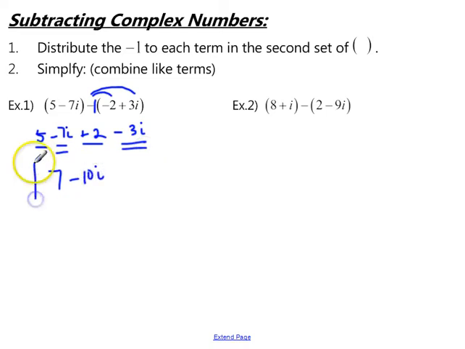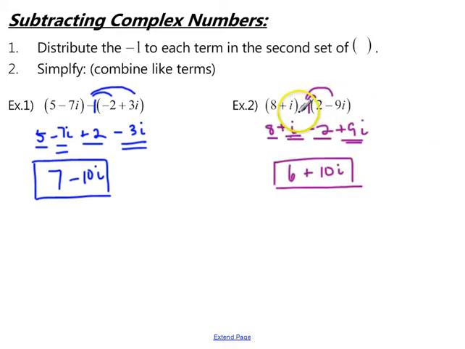So our final answer should be 7 minus 10i. So go ahead and pause, try example 2, and check back with me when you're finished. Hopefully, after you distributed that -1 and then combined like terms, you got an answer of 6 plus 10i. If you didn't, pause and check your work with mine and see where you might have made a mistake.